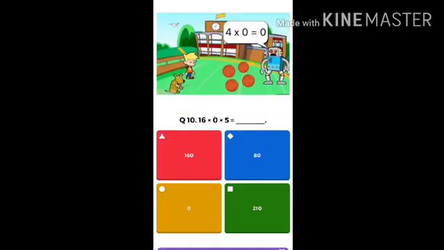16 multiplied by 0 multiplied by 5 is equal to what? You already know that when you multiply any number by 0, the answer or the product is always 0. So simply when you see 0 multiplying by any number, the answer will always be 0.